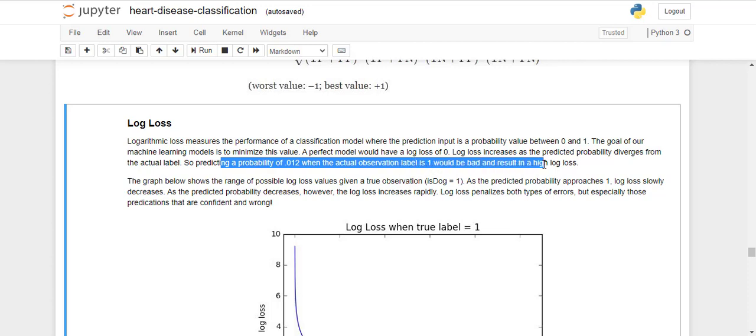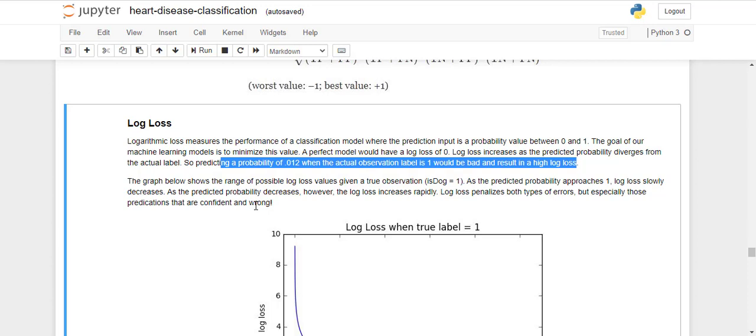So you can say that log loss measures the confidence of your model, how confident the model is. For example, if the actual label is 0, but your model has predicted a 0.9 something probability, it means your model is doing really badly with confidence. Okay, so this is very important.